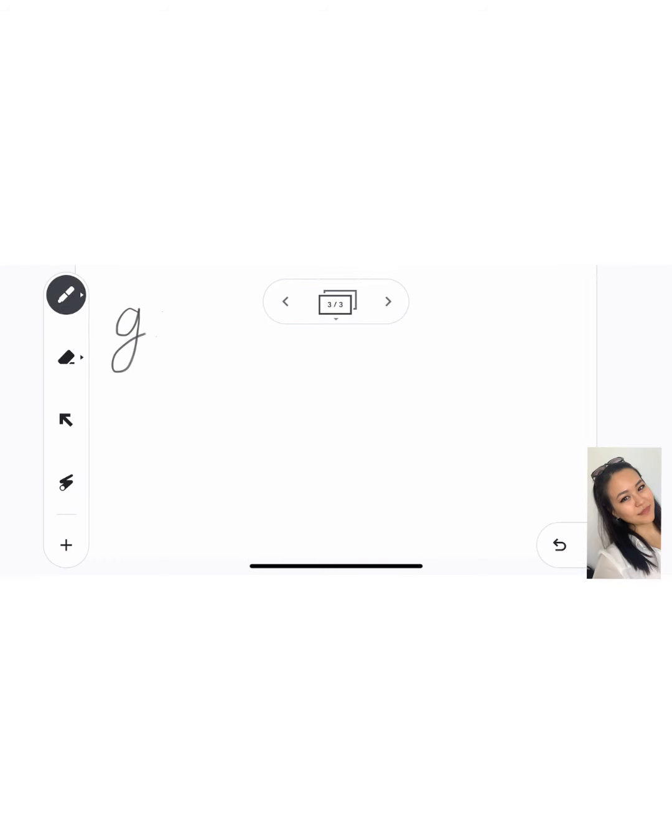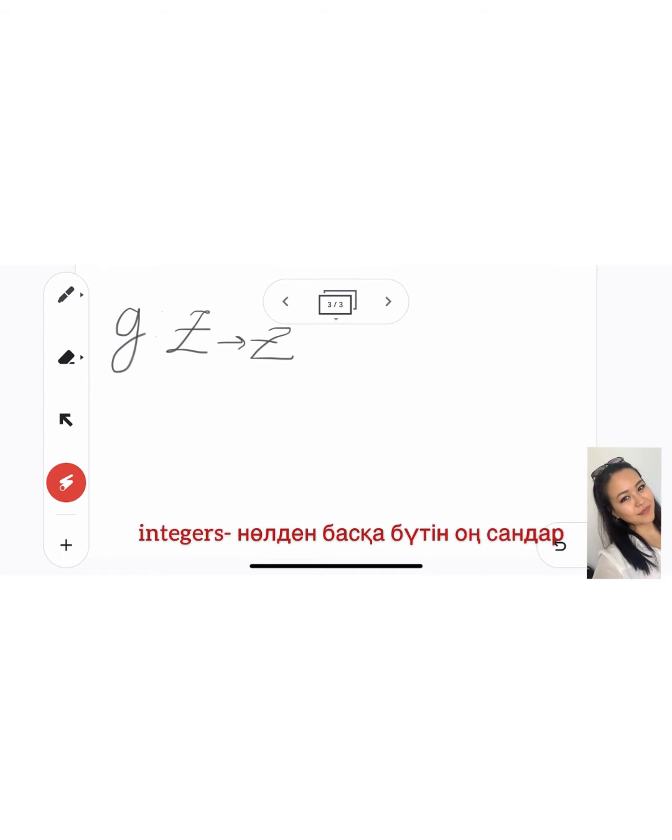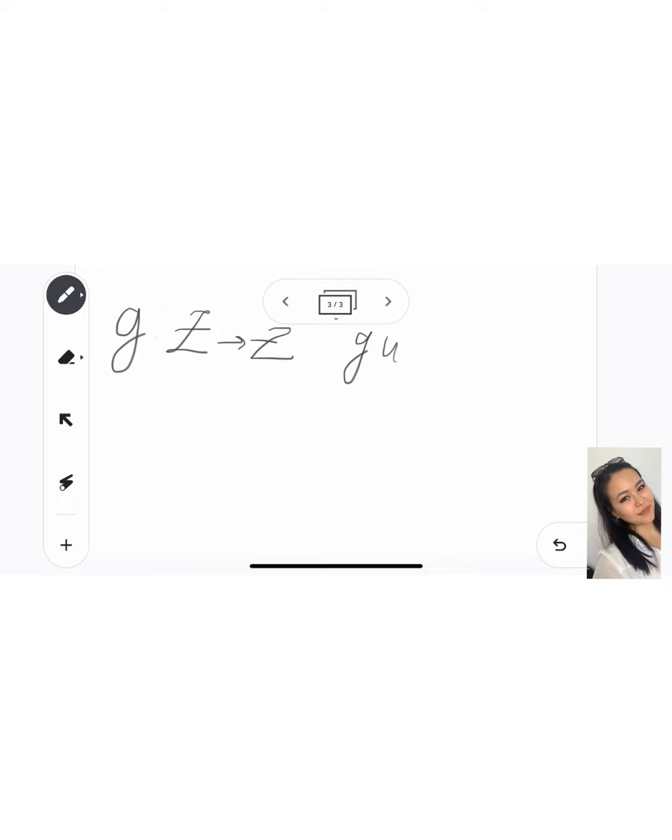Next problem, we have function g, which maps Z to Z. Z is integers. So x can take only numbers from Z. So it's only integers. We have function g of u. The variable is u here, not x. U plus 5. We have to find g of 0 and g of negative 0.5.